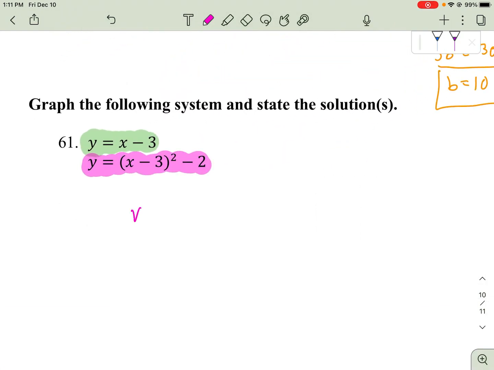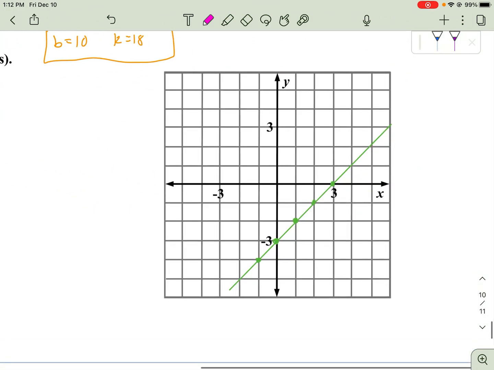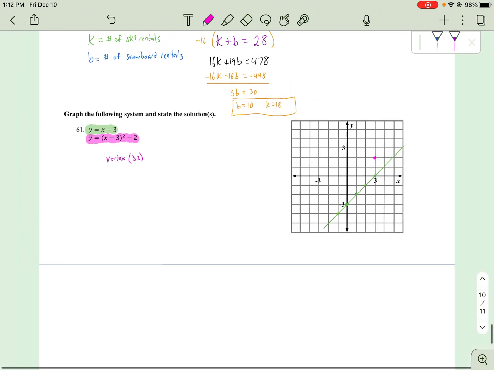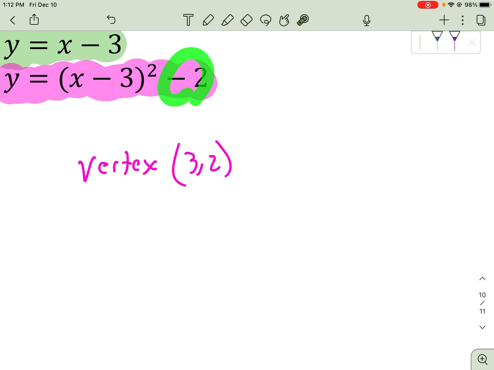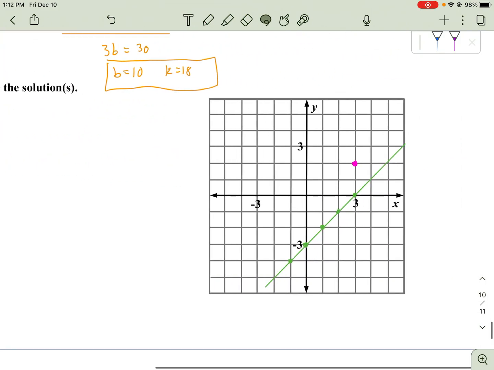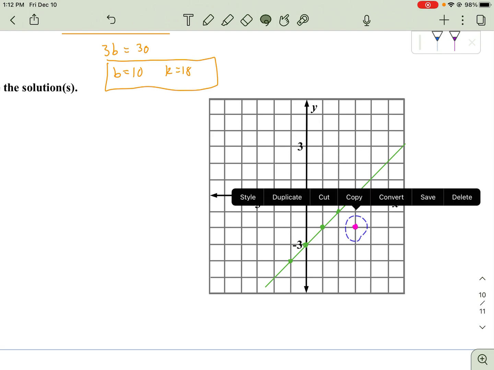So remember here, our vertex is going to be 3, 2. So 3, 2 is right here. Oh, sorry, 3, negative 2, because this is a minus sign. So 3, negative 2, so let's move this down to where it's supposed to be.